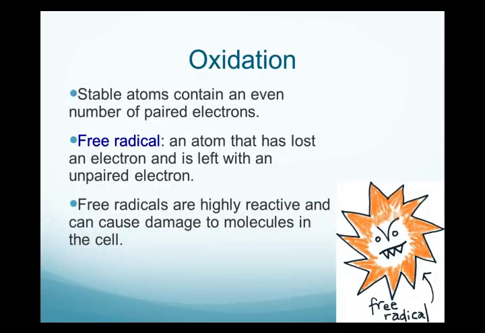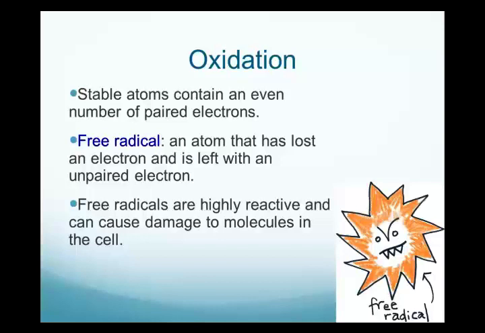So stable atoms, like I mentioned earlier, will contain an even number of paired electrons. The electrons like to hang out in pairs, even numbers. A free radical is an atom that has lost an electron and is left with an unpaired electron. So there's an uneven number of electrons on an atom; that's called a free radical. Now, it's a cool name for sure, but what's the deal with these free radicals? Well, they're highly reactive and can cause damage to molecules in the cell.